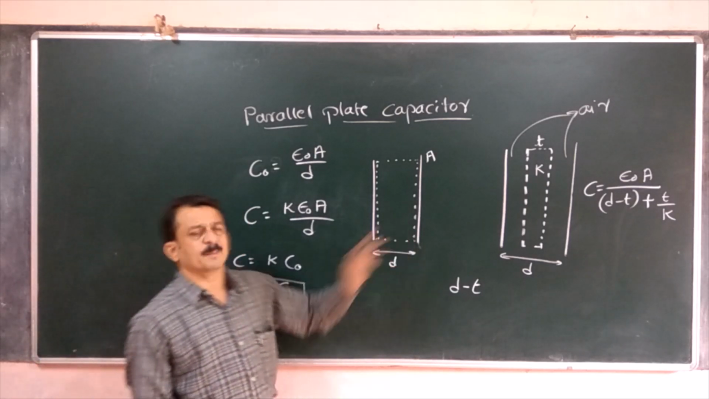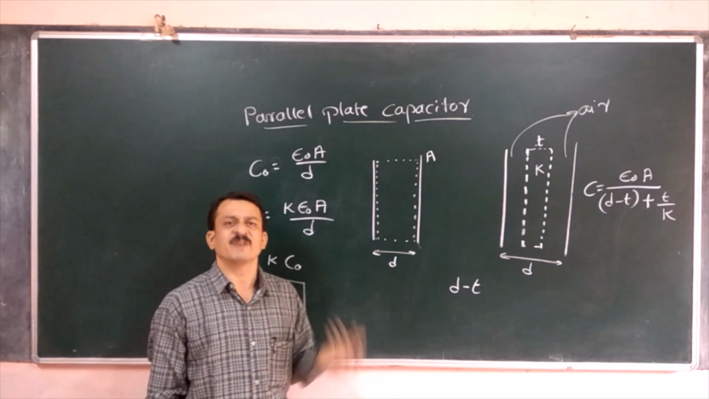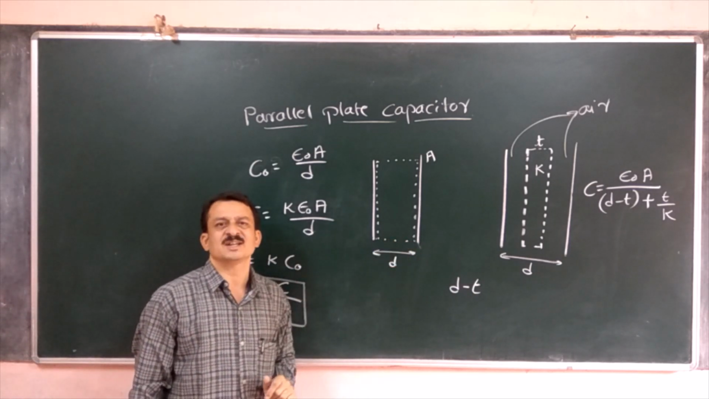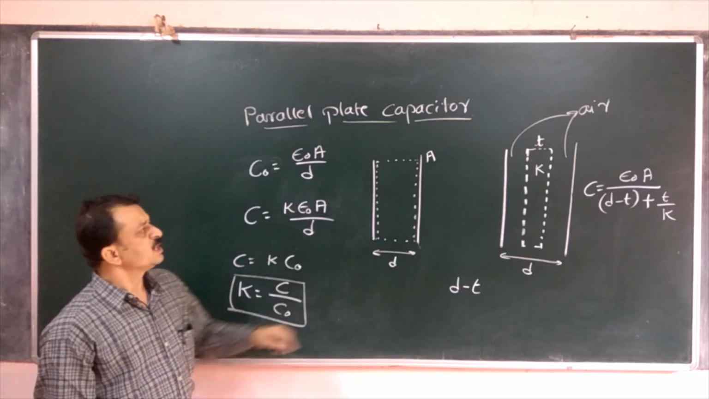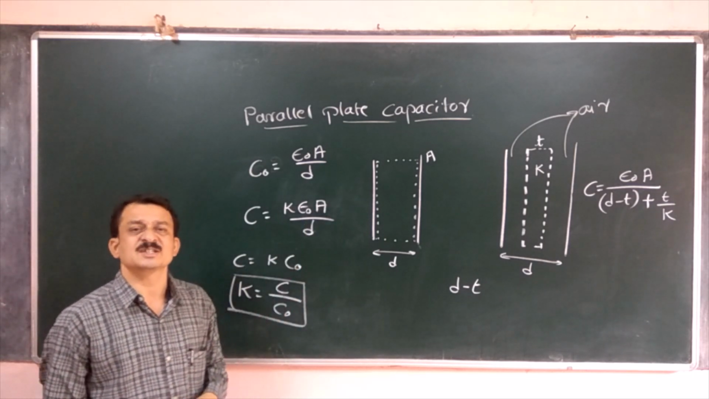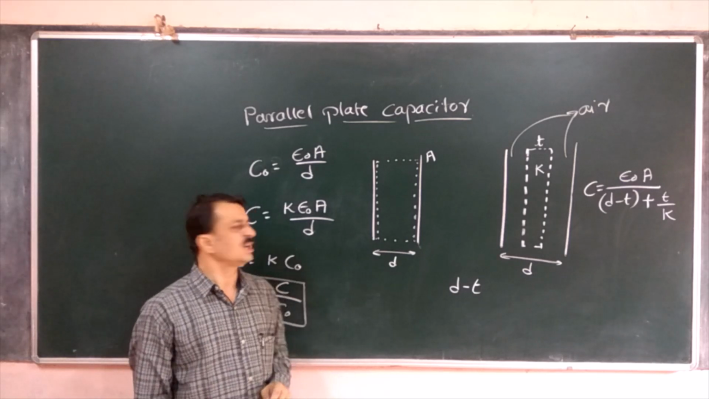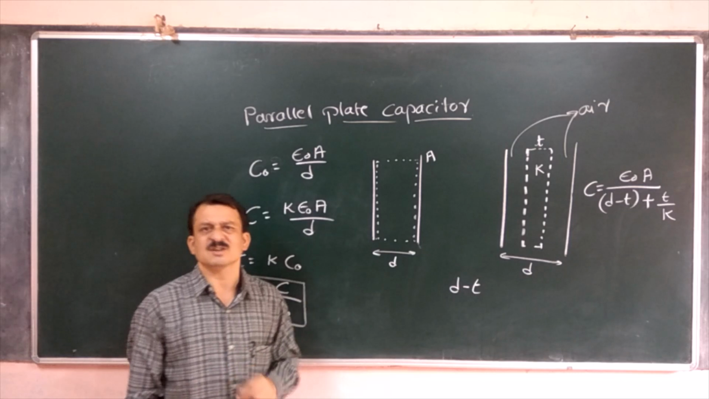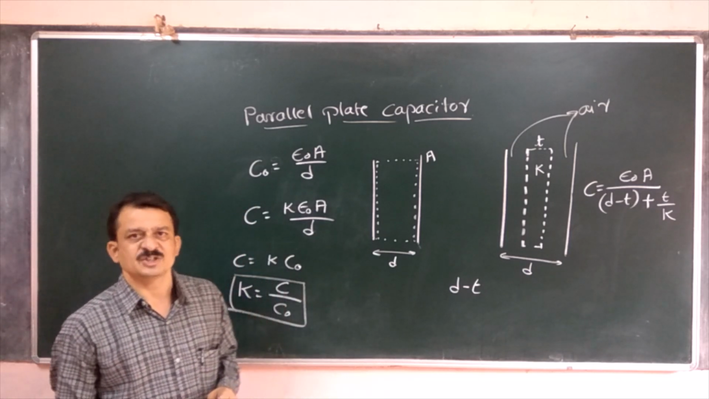Based on the shape of the capacitor, we have different types of capacitors. Here the plates are parallel, therefore it is called a parallel plate capacitor. If the plates are cylindrical, then that type of capacitor is called a cylindrical capacitor. If the plates are spherical in nature, then that type of capacitor is called a spherical capacitor.